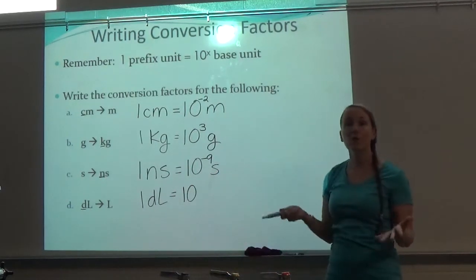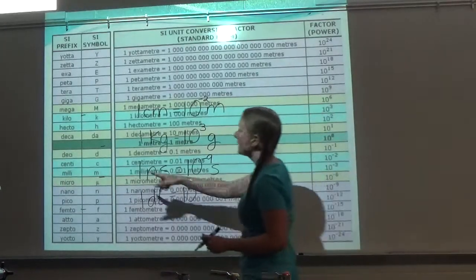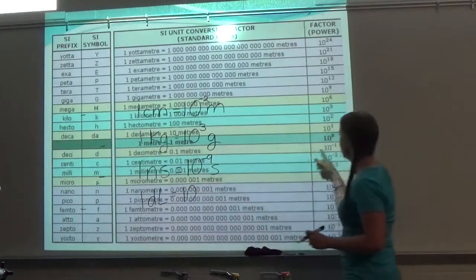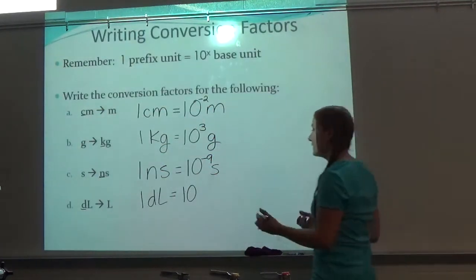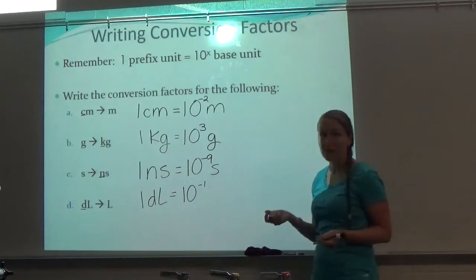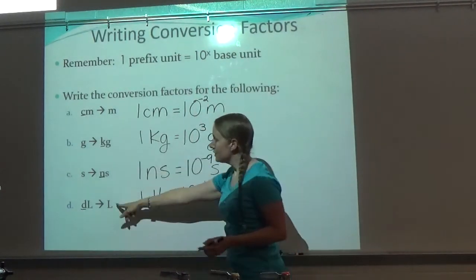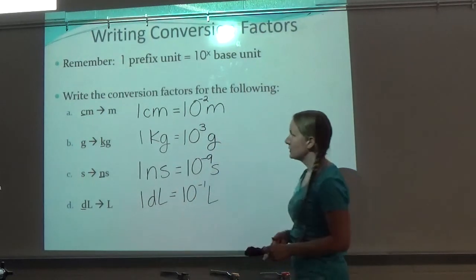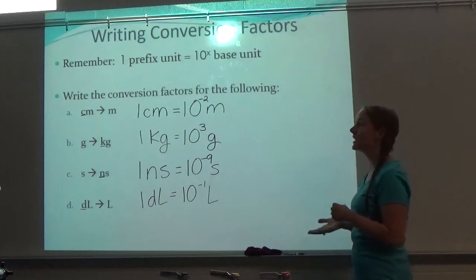So I need to find out what my power is for deci. So I go over here and I say, okay, deci is 10 to the negative 1. So remember, you'll really want your SI prefixes sheet unless you have those memorized, which I don't think most of you do. All right, 10 to the negative 1 base unit, and so my base unit is just liters. Okay, so this is how you write a conversion factor using your SI prefixes sheet.